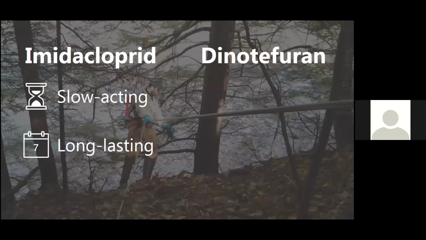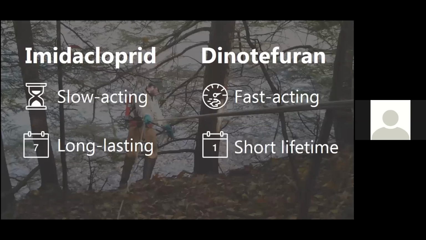The other product we use is called dinotefuran. It is a fast acting product, so it takes about 3 weeks to become really active in the canopy, but it only has a short lifetime in the tree. It lasts for 1 season, 1 year in the tree. Certified pesticide applicators can apply these two together as a tank mix. So you get the benefits of dinotefuran, the fast actingness of it, and the benefits of the imidacloprid, how long it lasts in the tree.